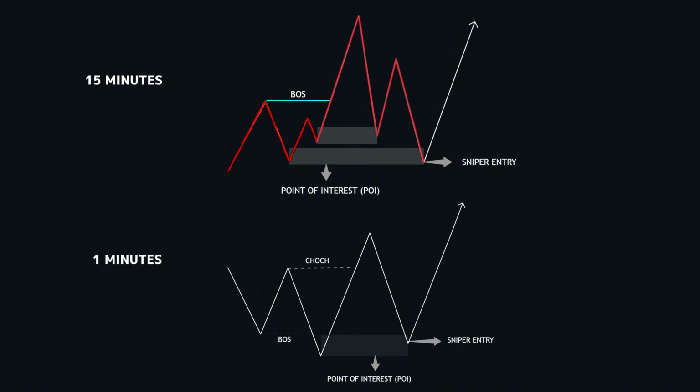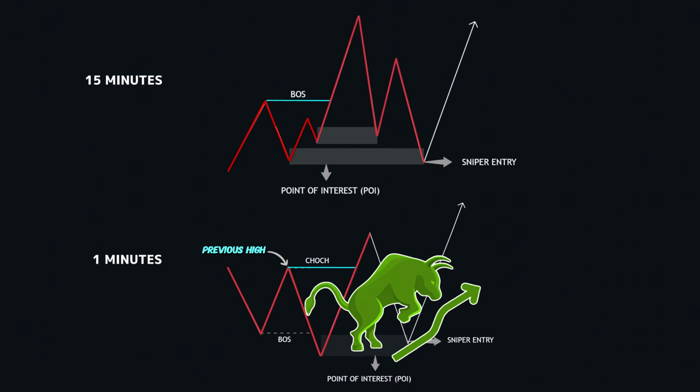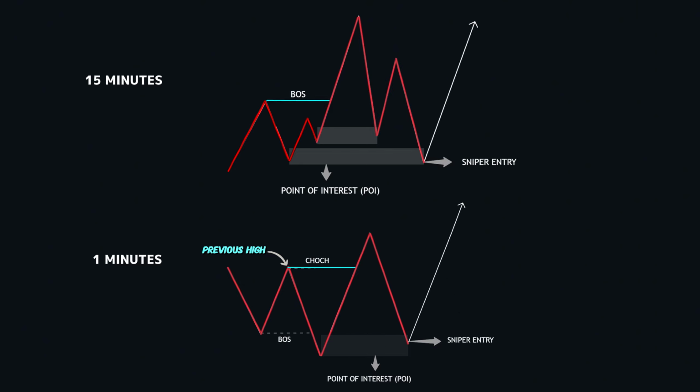Step 3. Look for the entry model. When price reaches your point of interest, drop down to your lower time frame and watch for liquidity. Here, liquidity is sitting just below the higher low. The market comes down again, breaks structure, and then starts moving up. Now, this low has become our new point of interest. The market then breaks the previous high, giving us a clear change of character. This tells us the market has turned bullish. Now we simply wait for the price to come back to our point of interest. When it does, we get a clear sniper entry.